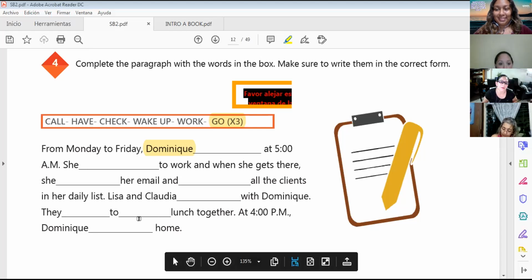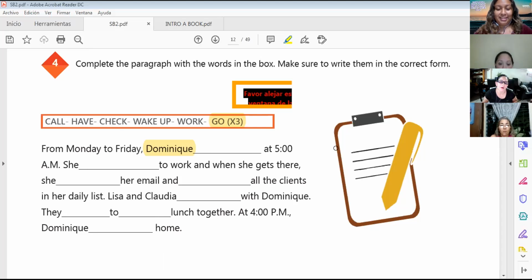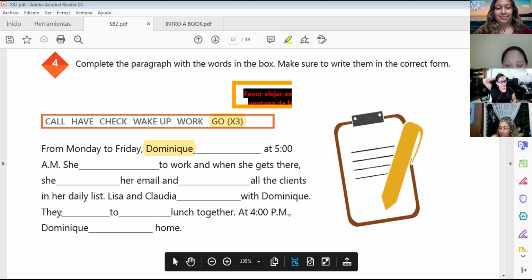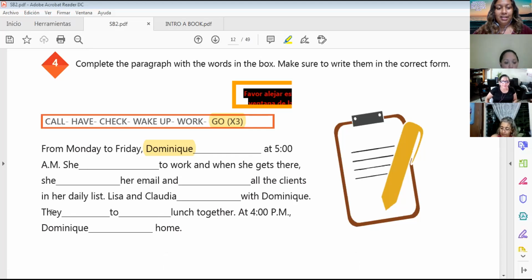Lisa and Claudia. What's the verb? Work. So we say work or works? Work. Are you sure? Lisa and Claudia. Plural, right? Work with Dominique. Repeat it with me. Work with Dominique.